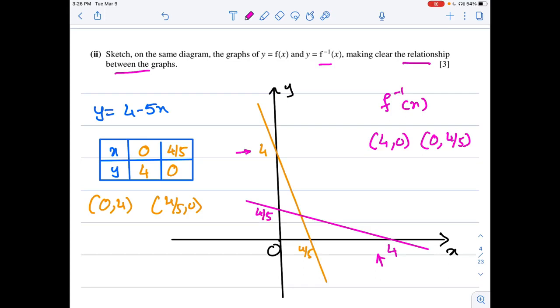Now a clear relationship. What is the relationship? They are the reflection in y is equal to x. So draw a straight line, y is equal to x. And this point of intersection, just now we got 2 upon 3, 2 upon 3. That's going to be the way.